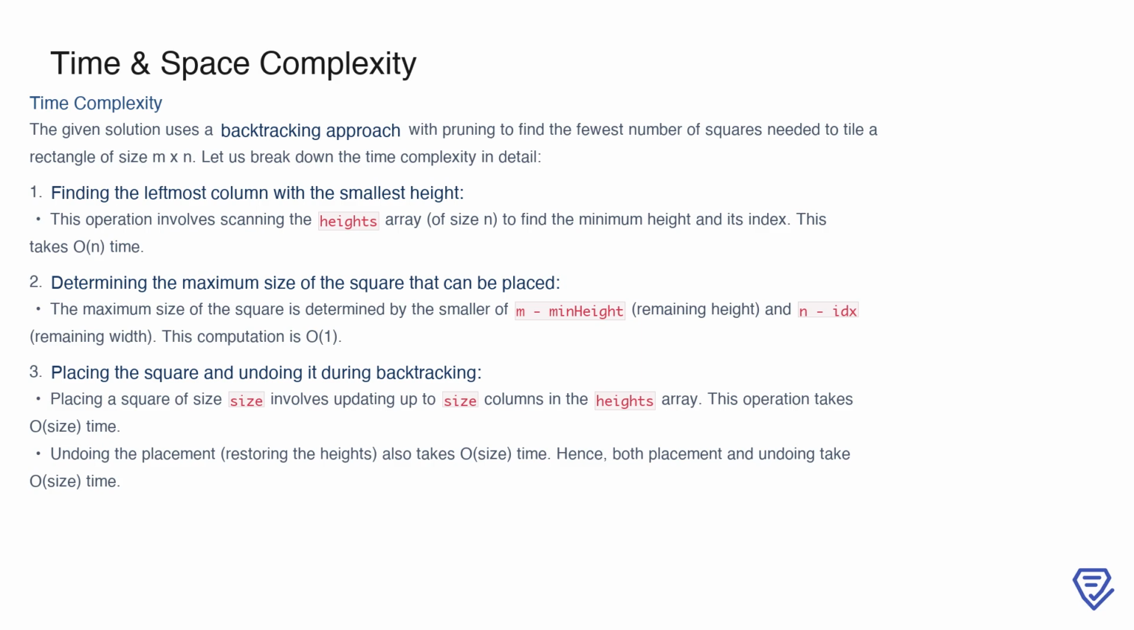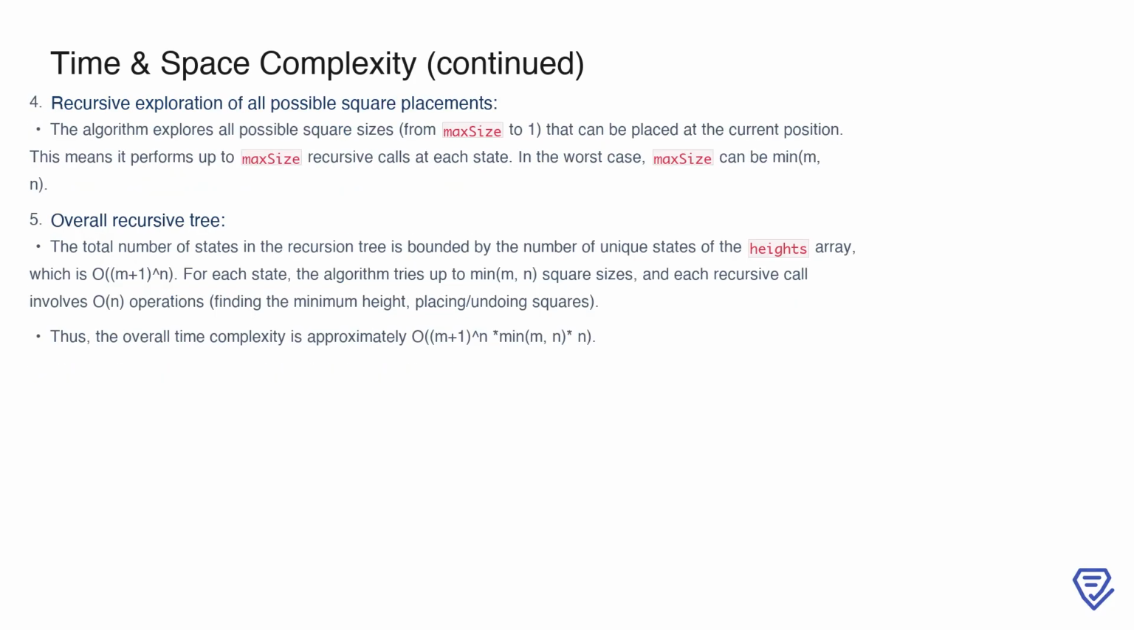When we place a square of a certain size, we update the heights array for up to size columns, which costs O(size). Similarly, undoing the placement to backtrack and restore the previous state also takes O(size). These operations are key to the algorithm's efficiency as we explore possible arrangements. Now, let's dive deeper into the recursive exploration process.